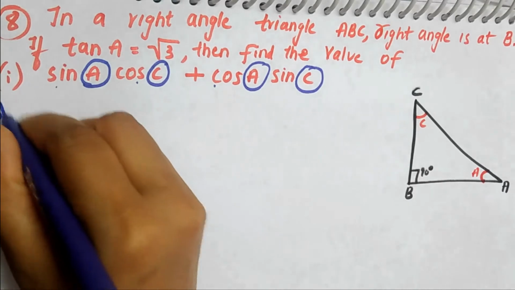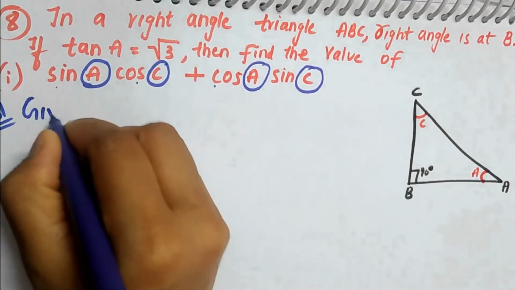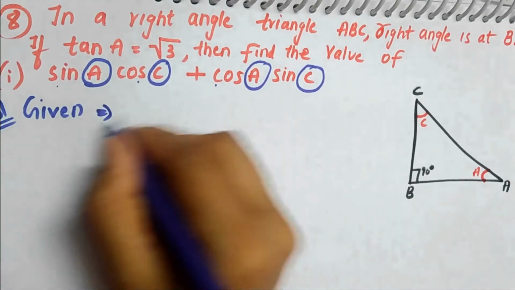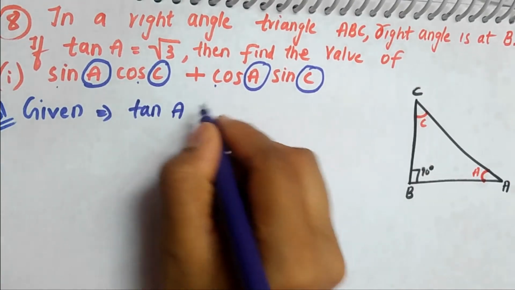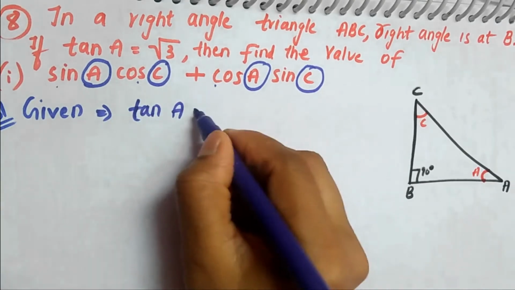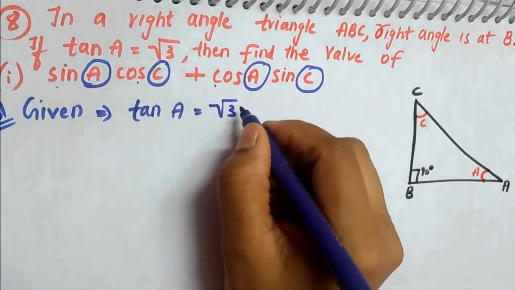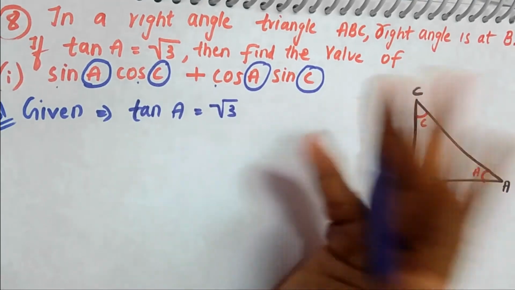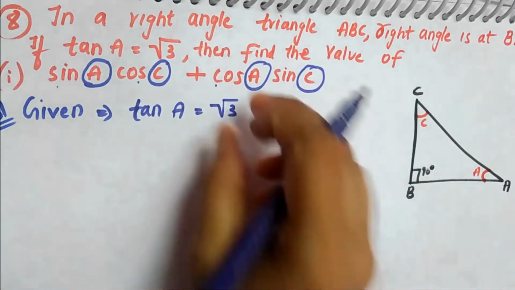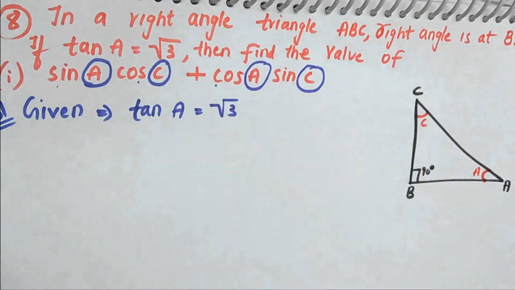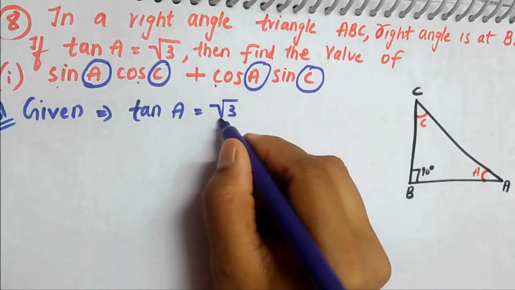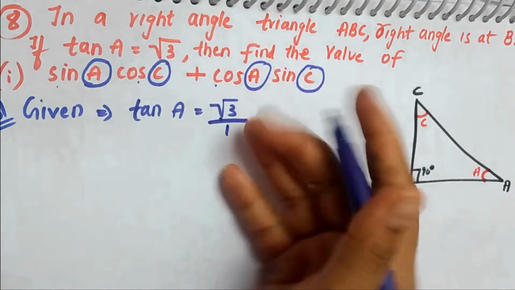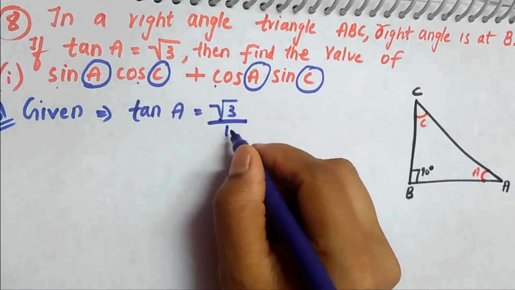So the first thing we need to do always is write the given value. What is the given value? It is tan A, which is nothing but root 3. Whenever there's a root 3, 1 is such a value that we can multiply with anything or divide by anything, it will be the same value, right? So root 3 is nothing but root 3 divided by 1. Eventually we are getting root 3, right?